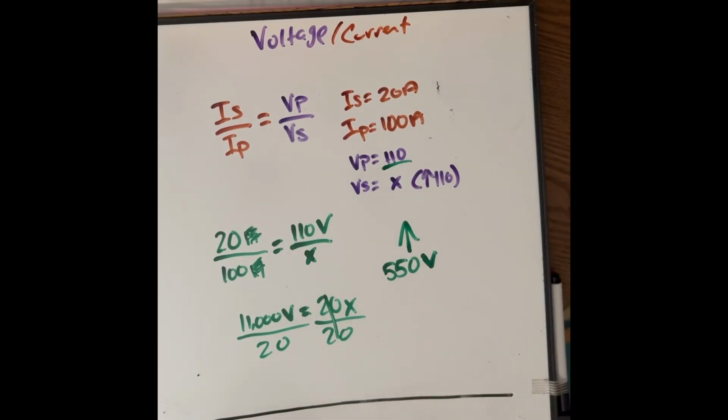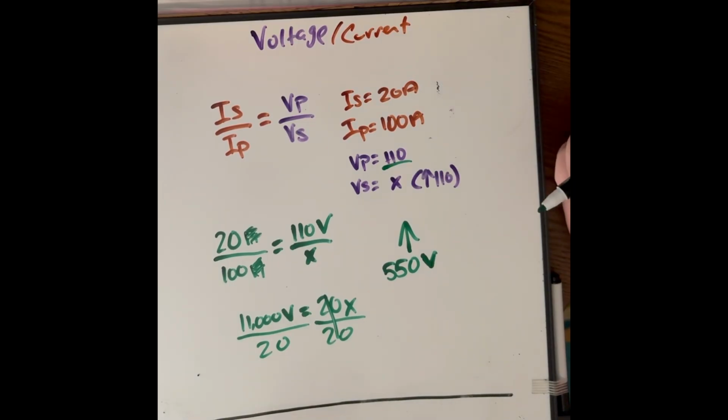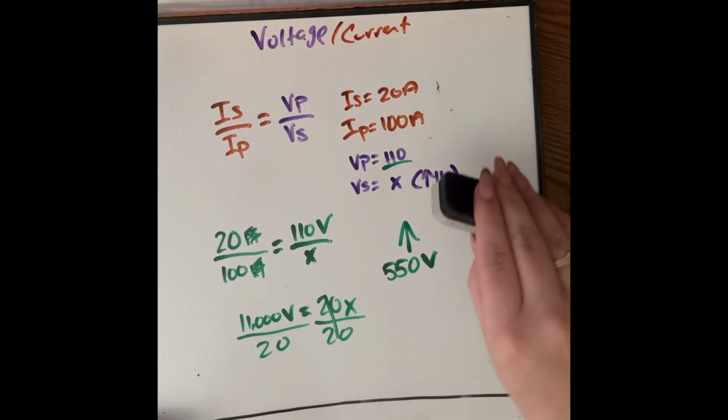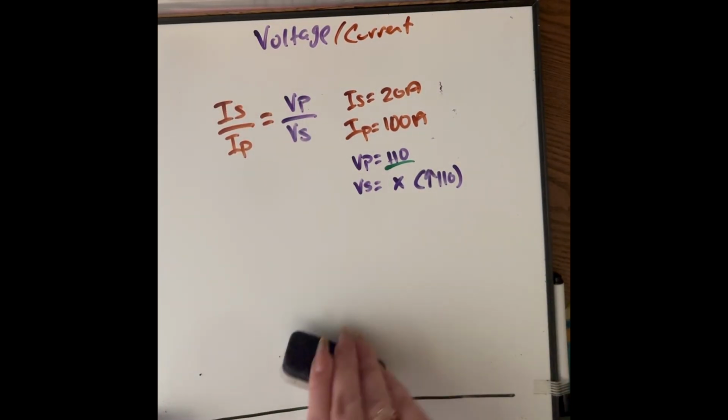So this is how you would solve if you were given two different currents and one voltage, or even if you were given, we could solve for current. We can do one of those really fast. If you're bored of this, you can stop it whenever you want. But let's do one more and we'll solve for a new current.